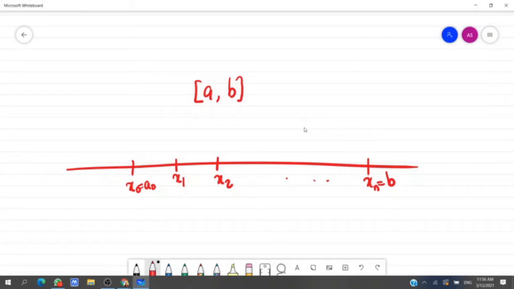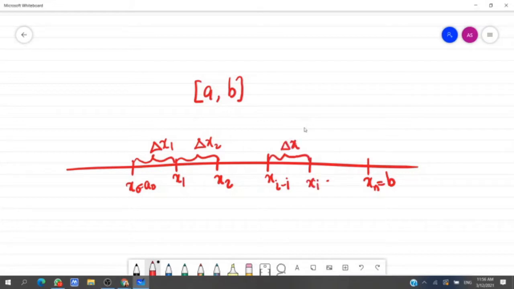On each of the subintervals, we define delta x1 as the length of the first subinterval, delta x2 as the length of the second subinterval, and so on. Delta xi denotes the length of the ith subinterval, [xi minus 1, xi].